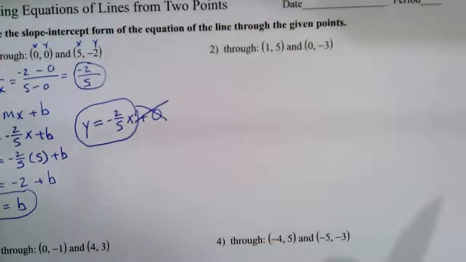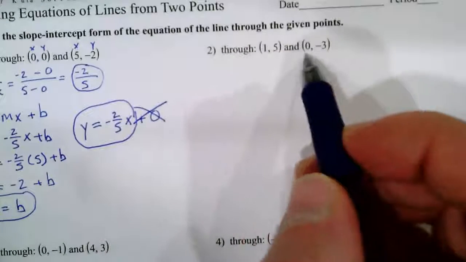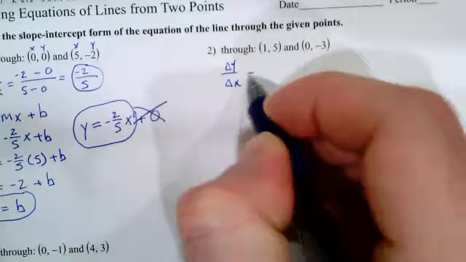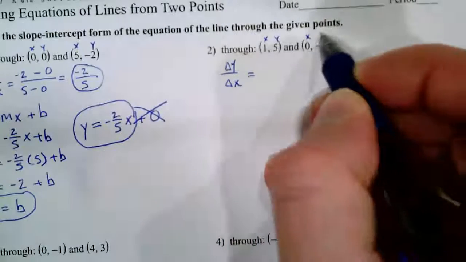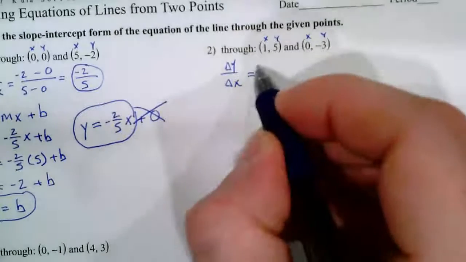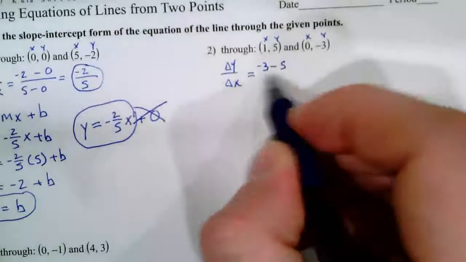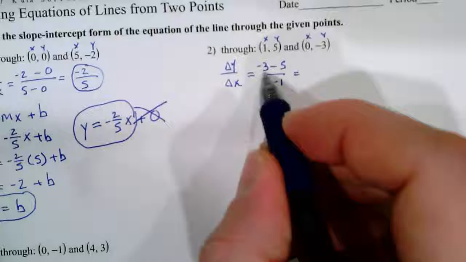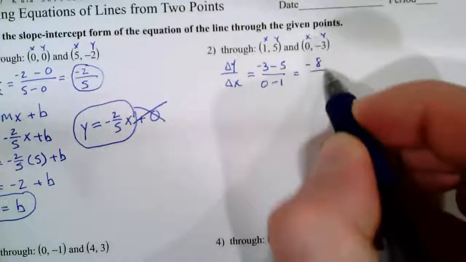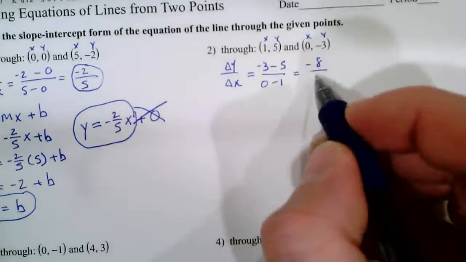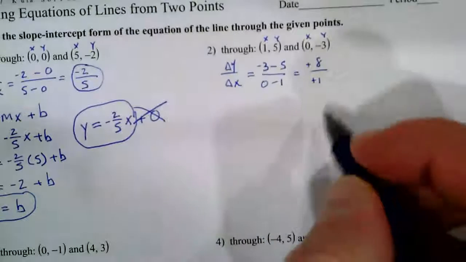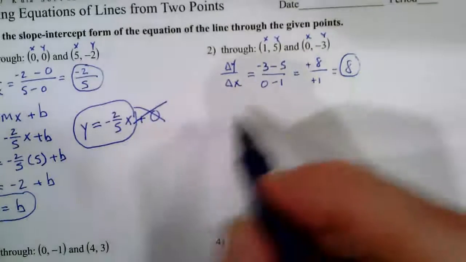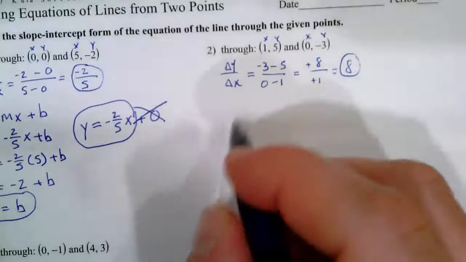Alright, next up here, we've got 1, 5, and we have 0, -3. So first we're going to find our slope. Change in y over change in x. We have our ending y, which is -3, minus our beginning y, which is 5. Our ending x, which is 0, minus our beginning x, which is 1. -3 minus 5 is -8. 0 minus 1 is -1. The two negatives cancel each other out, and 8 over 1 is simply 8. So our slope is 8. This line goes up 8, forward 1, up 8, forward 1.